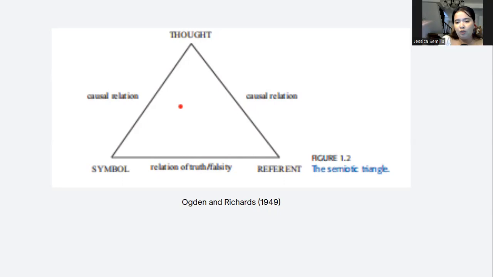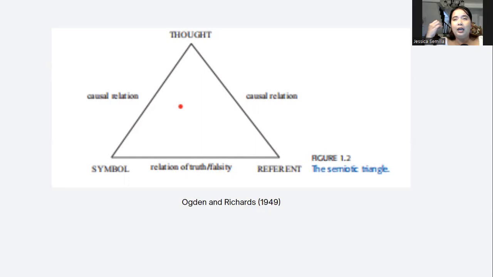Now, what do you mean by thought? Thought is another component of the semiotic triangle. Symbol and thought have a causal relationship, together with referent and thought. Thought is basically what is in your mind that you can create meaning out of the symbol, or out of the referent. Understand? So you look at the relationship of the thought and symbol in terms of the reason behind your thought and your symbol behind that word.